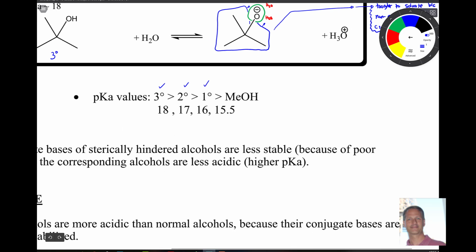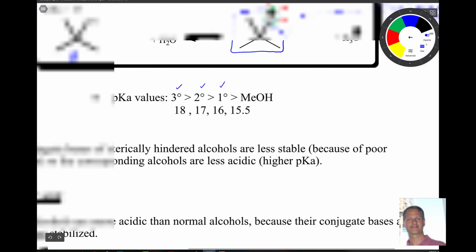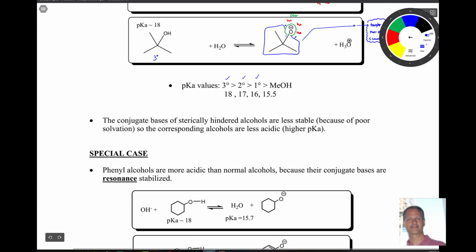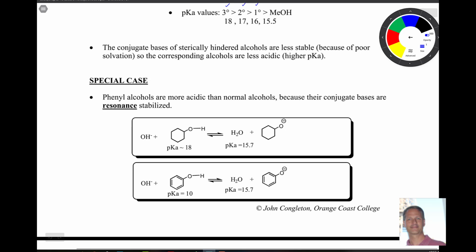All right, so let's take a look here down below, and let's look at a special case down here. So there are some alcohols that tend to be more acidic for other reasons. So here we take a look at cyclohexanol, right? So it's got a pKa of about 17 to 18-ish or so, right? Somewhere in that range. It would make this alkoxide.